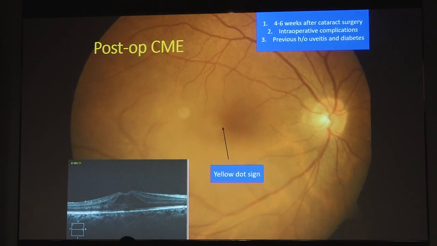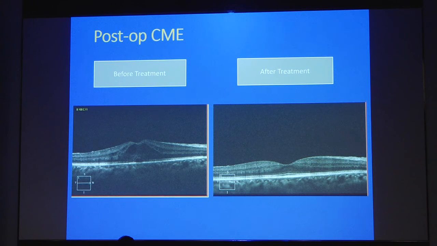So what we do nowadays, we can give NSAIDs, nepafenac or bromfenac eye drops, or we prefer to give steroids. Usually we prefer to give periocular steroids like posterior subtenon or transseptal Kenacort injections, or if it is not resolving, we can go for the Ozurdex injection, or we can go for the anti-VEGF injection in certain conditions. This is one of the patients where after giving the Kenacort injection, by 1 month the cystoid macular edema has nicely decreased and the patient is happy.